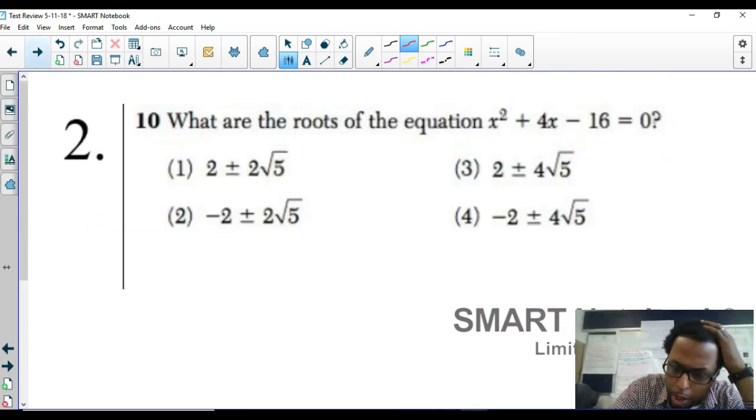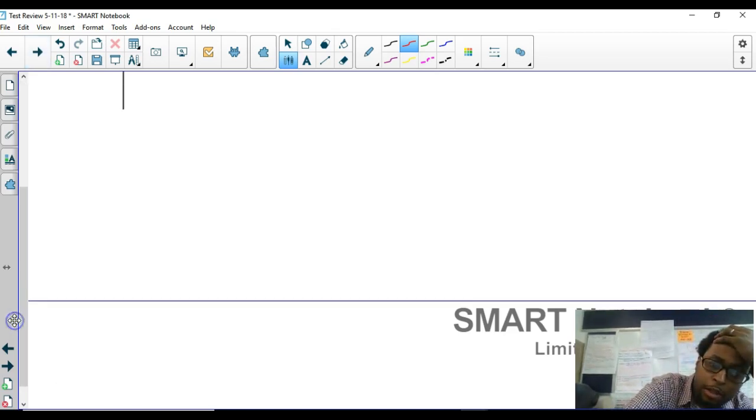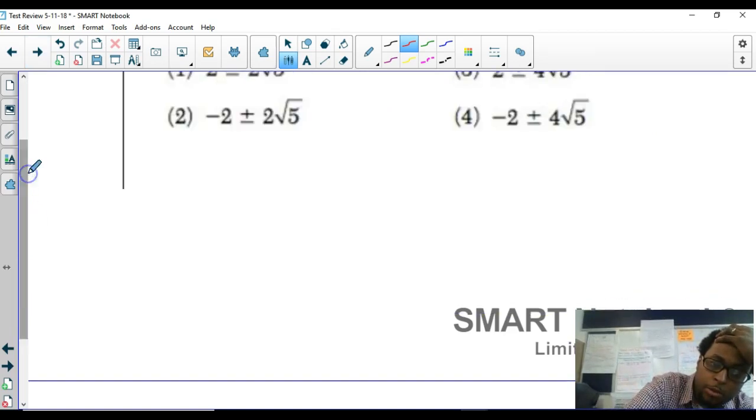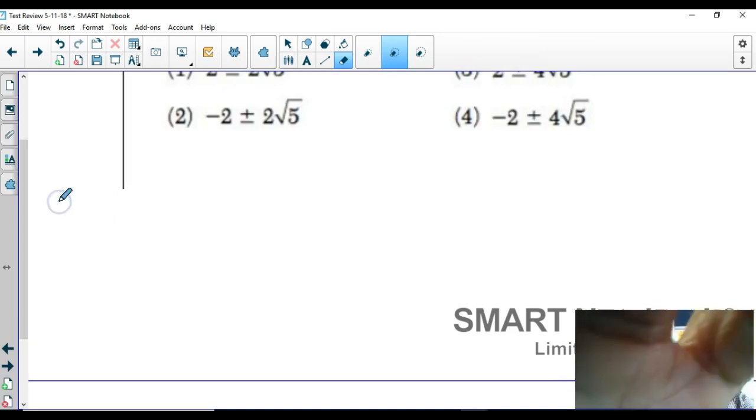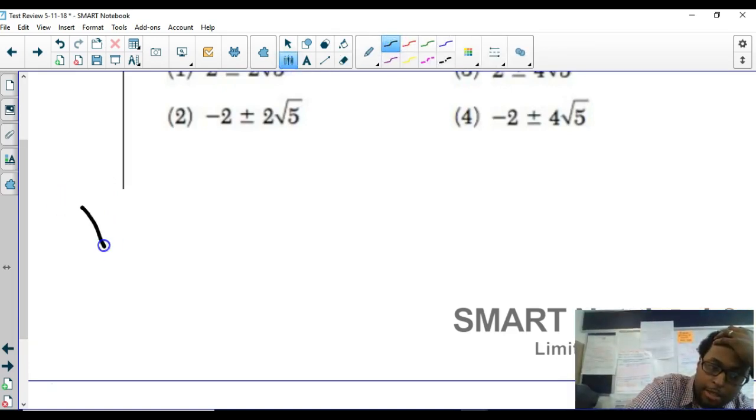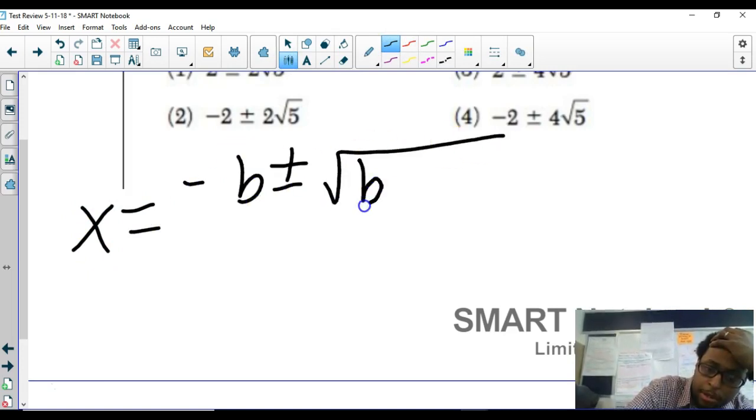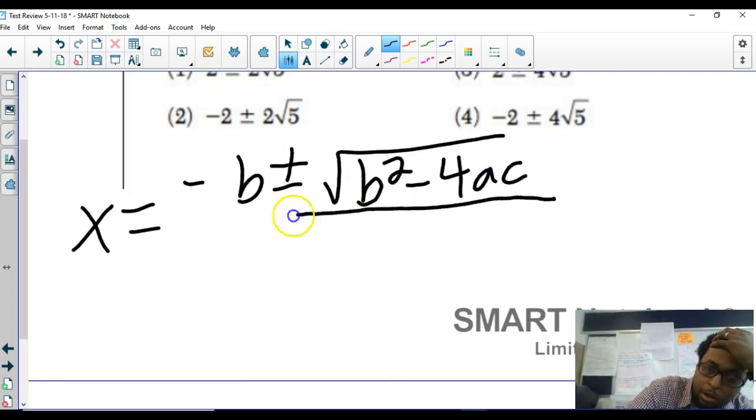Okay. Question 2. What are the roots of the equation x squared plus 4x minus 16 equals 0? So, what I'm going to use, and what you guys can always use for these questions, is the quadratic formula. I'm going to start off with the first part of this formula, which is x equals. Do not forget the x equals. Negative b plus or minus square root of b squared minus 4ac, all that over 2a.